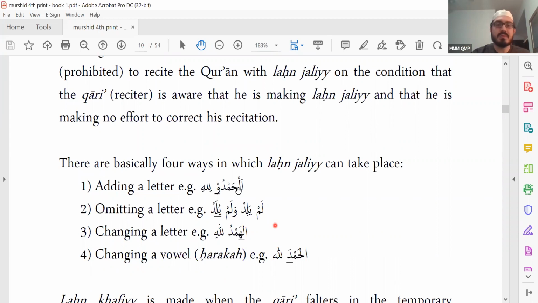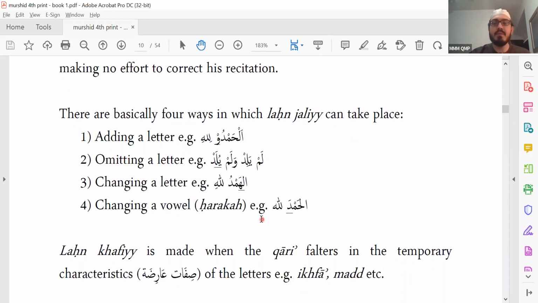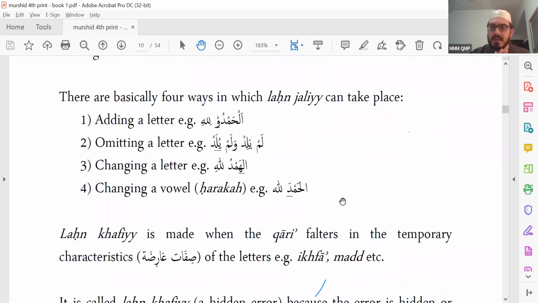Adding a letter. So someone says, Alhamdulillahi, they add a waw. Or you drop a letter and you say, Lam yalid wa lam yulad, as opposed to yulad. So you drop the waw. Or you change a letter and you say, Alhamdulillahi, as opposed to Alhamdulillahi, a ha and not a ha, which is a common mistake. Another one is, for example, some will say the kaf as opposed to qaf, right? Okay, and then you have changing a harakah. So someone says Alhamdulillahi as opposed to Alhamdulillah. So those are clear errors.